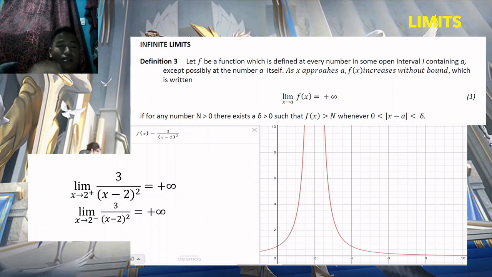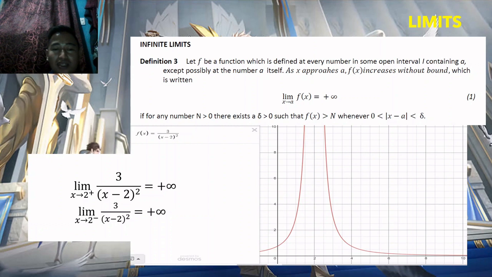This is as x approaches 2 from the right. So what we substitute are values from the right of 2, like 2.1, 2.01, 2.001. And for 2 minus, we substitute 1.9, 1.99, 1.999. If we make a table like the one earlier in the first example.